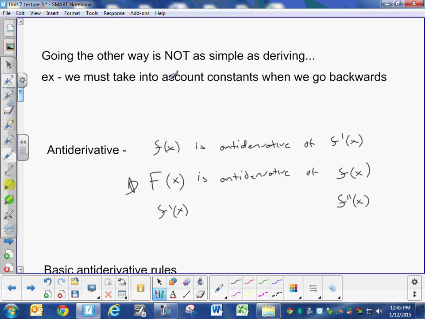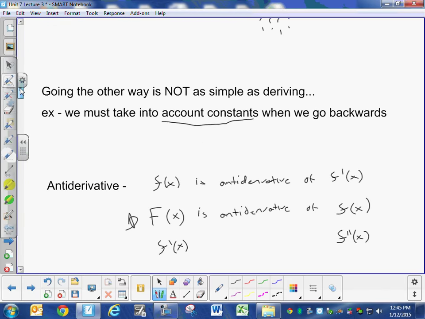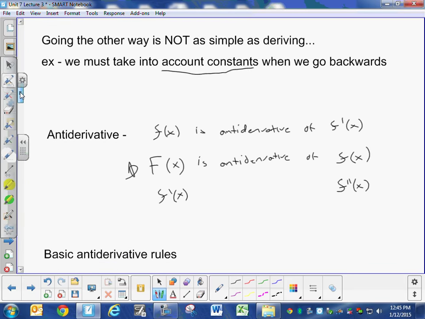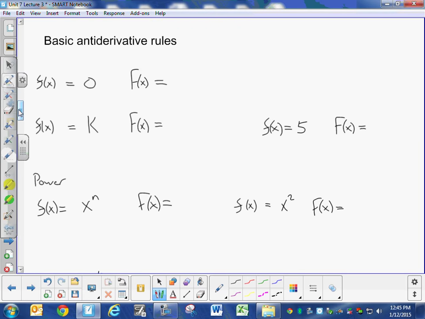Okay, make sure you account for constants if we go backwards. That's one important thing. And let's just start with our basic antiderivative rules. Okay, so this is rule number 1. If f of x is equal to 0, big F of x, or its antiderivative, would be equal to what?